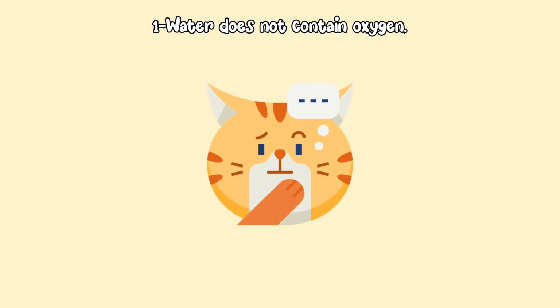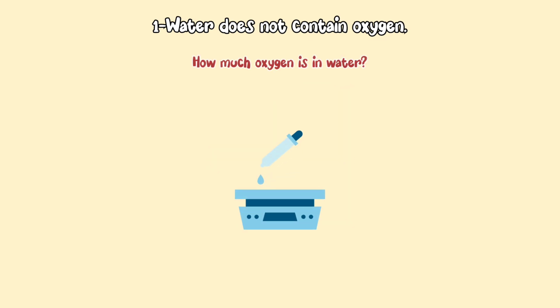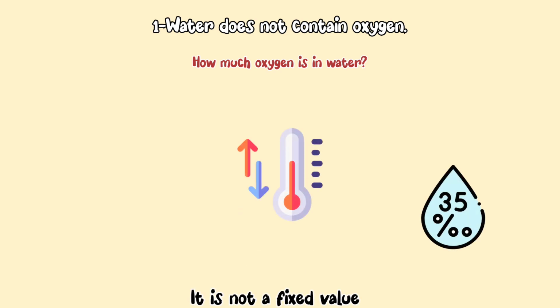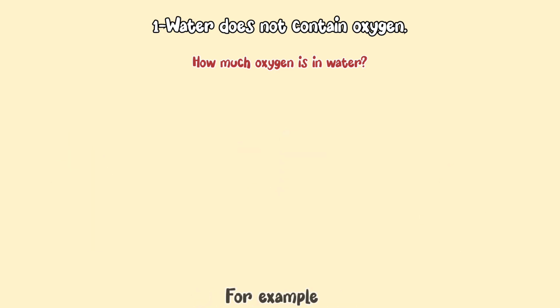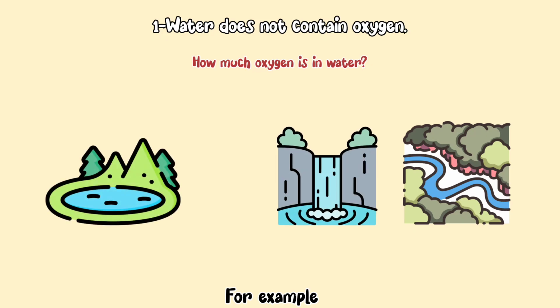So how much oxygen is in water? On average, natural water contains about 8 to 10 milligrams of oxygen per liter. This amount changes depending on temperature, salinity, and movement. For example, colder water holds more oxygen than warmer water, and fast-flowing rivers or waterfalls have higher oxygen levels than still, stagnant ponds.